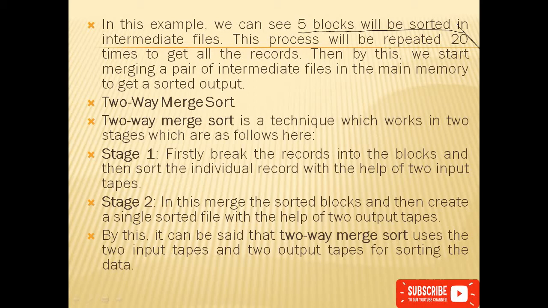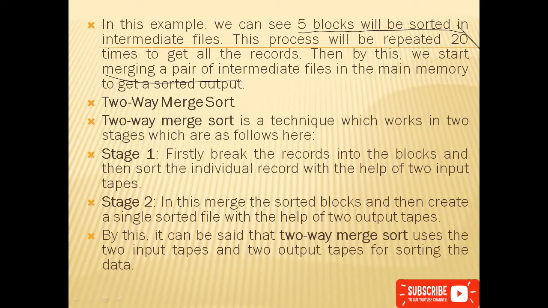When we want to complete the process, we repeat it 20 times to get all the records. One time 500, one time 500, one time 500, like that 20 times it will process. Then after that we process the merging. All these files will be merged and then we'll get sorted output.